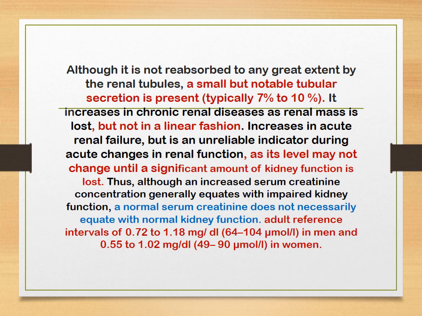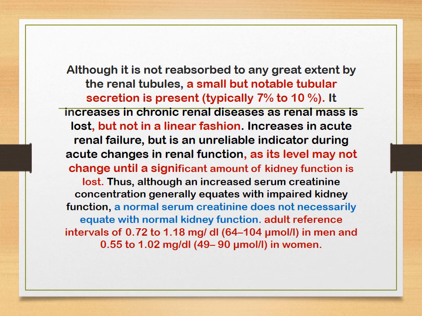As mentioned, the advantage of creatinine is that it is absolutely not reabsorbed along the renal tubules, but the disadvantage is its secretion, 7 to 10%, by the renal tubules, and this will overestimate the glomerular filtration rate when used as a marker. It will not overestimate the serum creatinine measurement, but will overestimate the creatinine clearance, a marker of glomerular filtration rate.